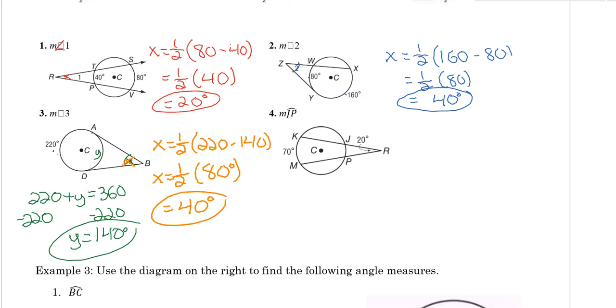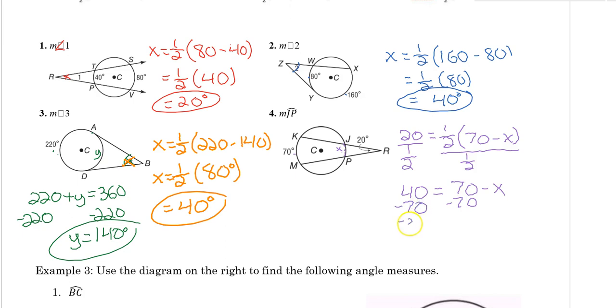Now I'm finding arc JP, that's my x. So 20 equals 1/2 times 70 minus x. We kind of got to recognize that x is going to be the smaller number there. Again, I'm going to start by dividing by 1/2. 40 equals 70 minus x. Subtract 70. Negative 30 equals negative x. Technically, there's a negative 1 there. So x equals 30 degrees.